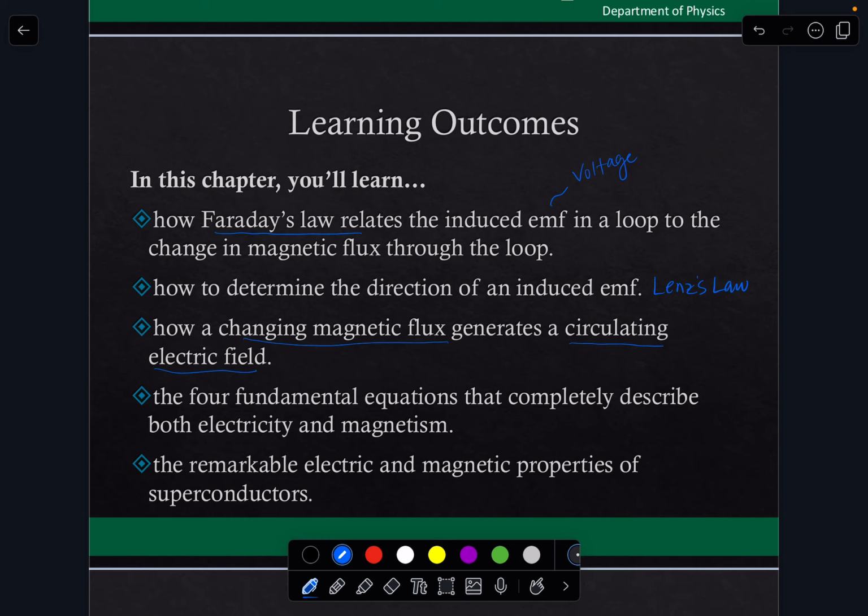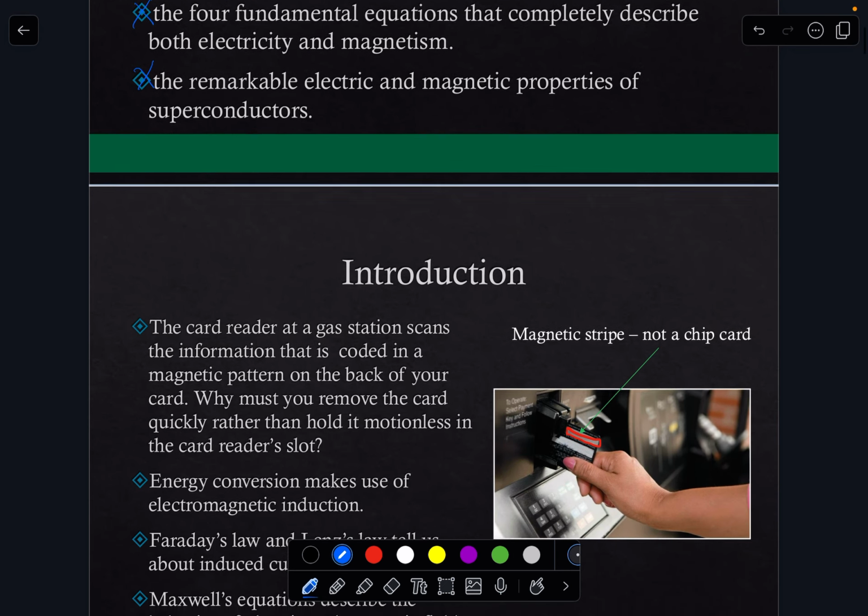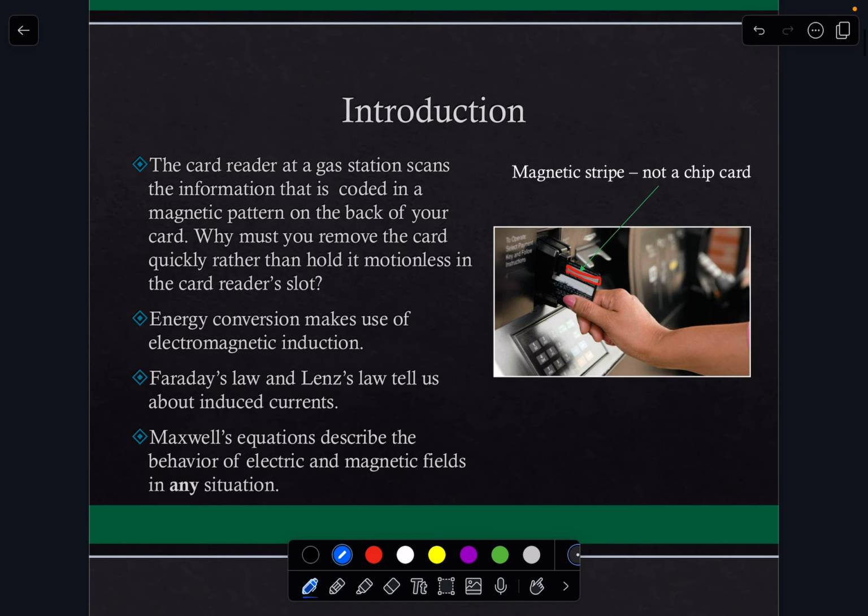We won't spend too much time on the last few sections of this chapter where we go over Maxwell's equations. I will talk about it because it's really cool, but I won't be testing on it. And finally, we won't really have any time to talk about superconductors. Unfortunately, if you're interested, you can certainly meet with me and we can talk all about superconductors. I'm not an expert, but I know a little bit.